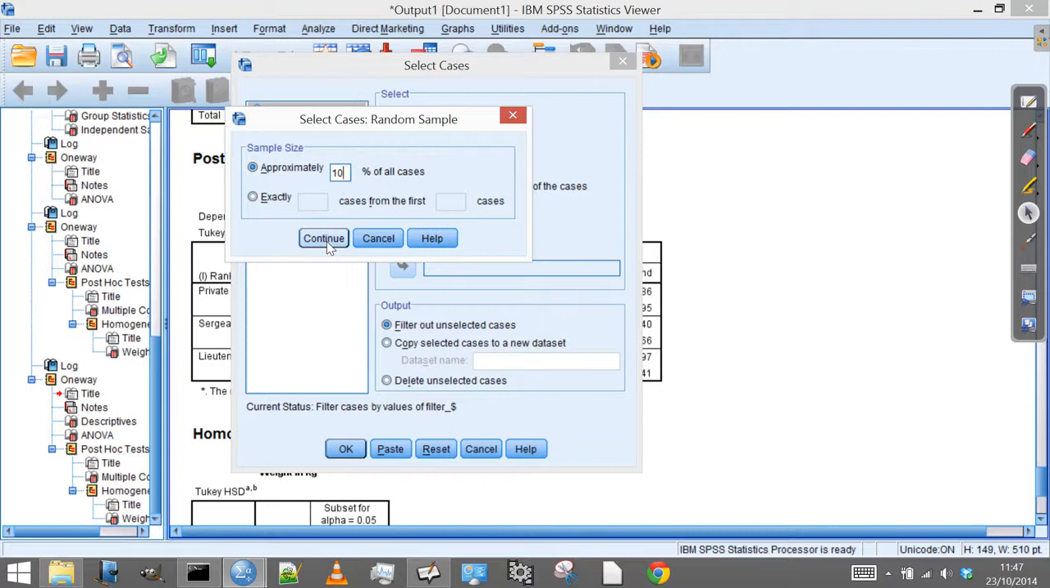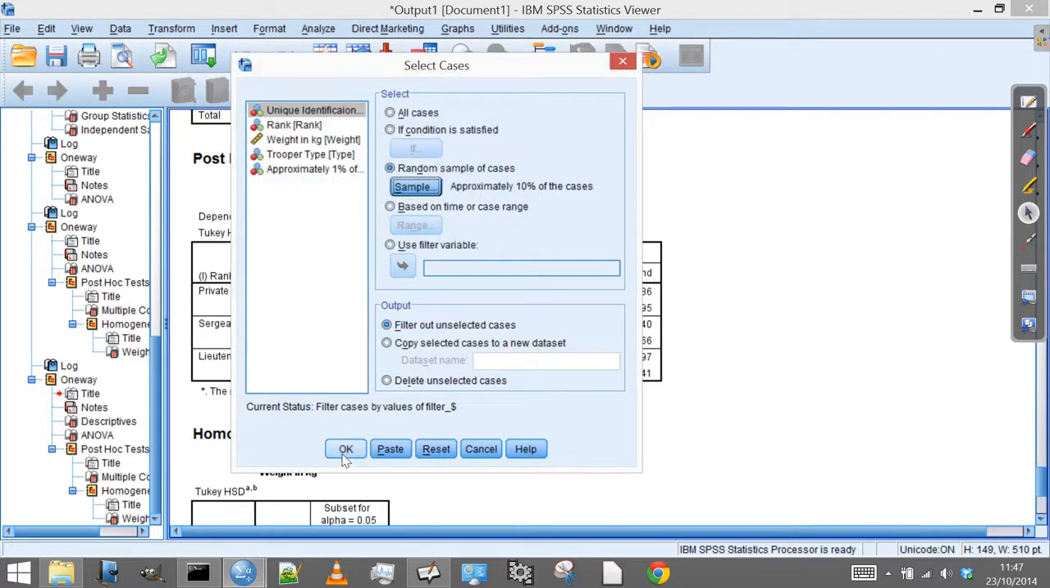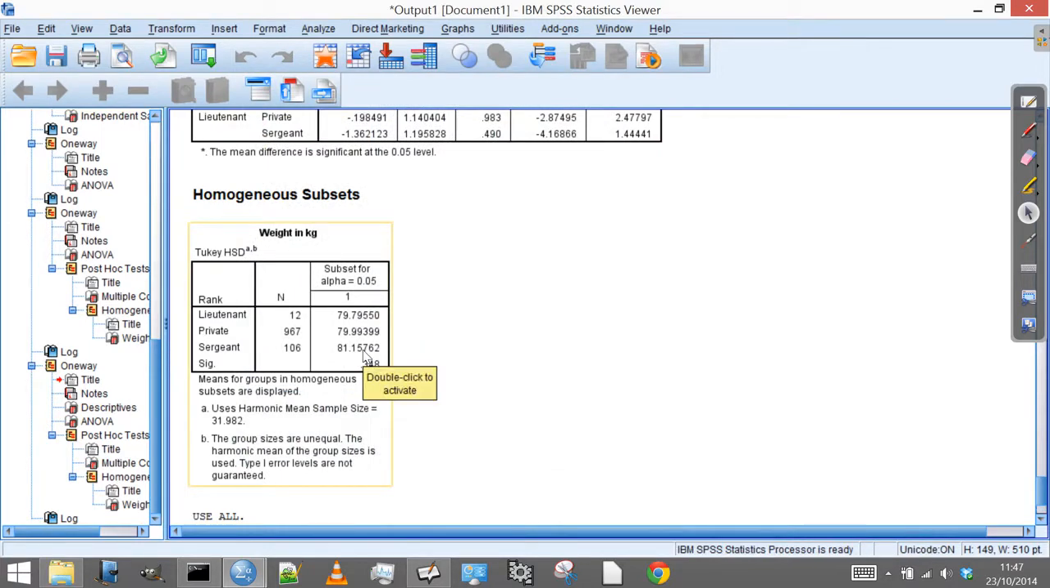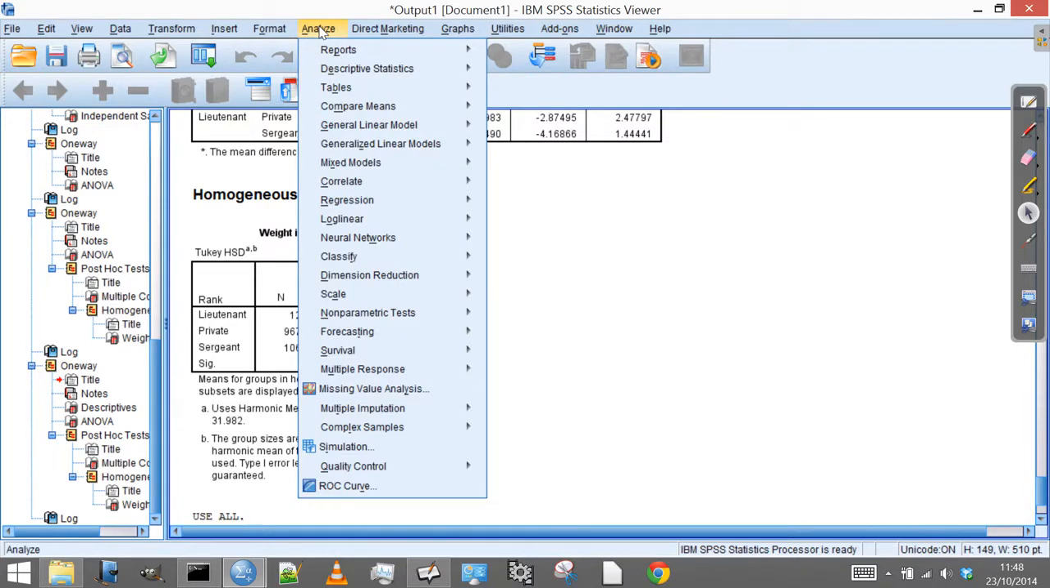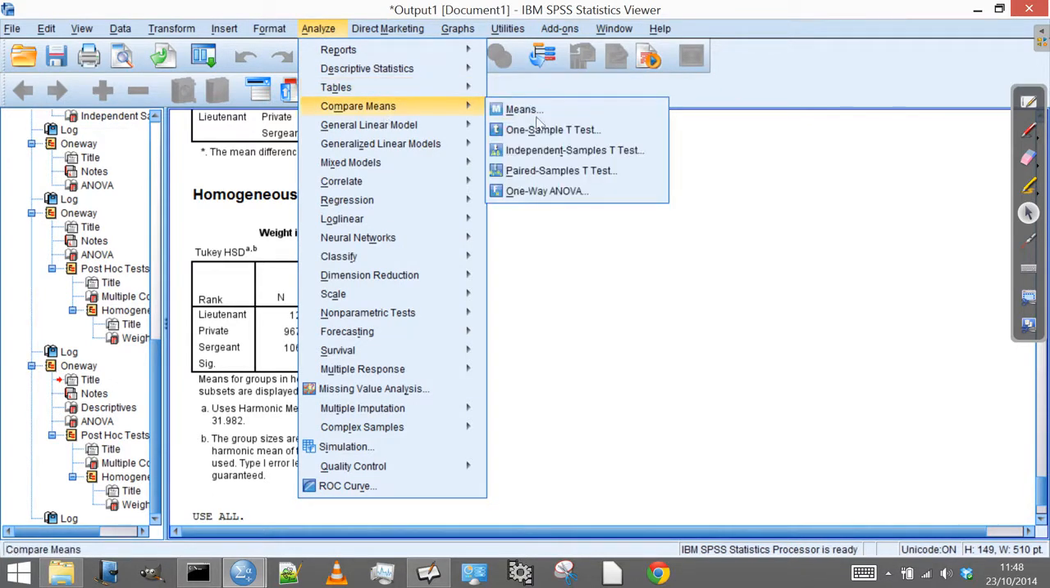So hopefully we're on 10% of all cases. I'm going to press continue and OK. And now I have taken a random 10% selection from that file. And this time I'm going to rerun my analysis of variance and post-hoc test.